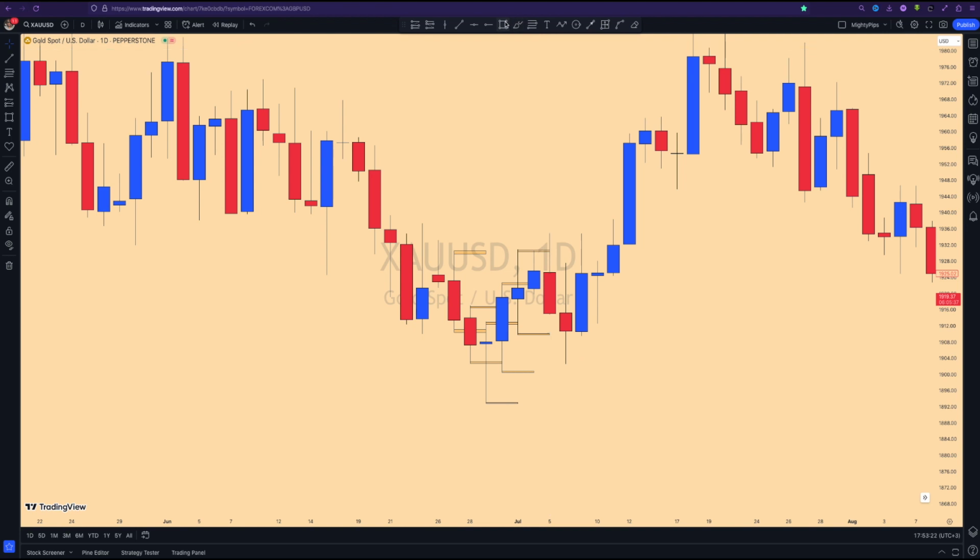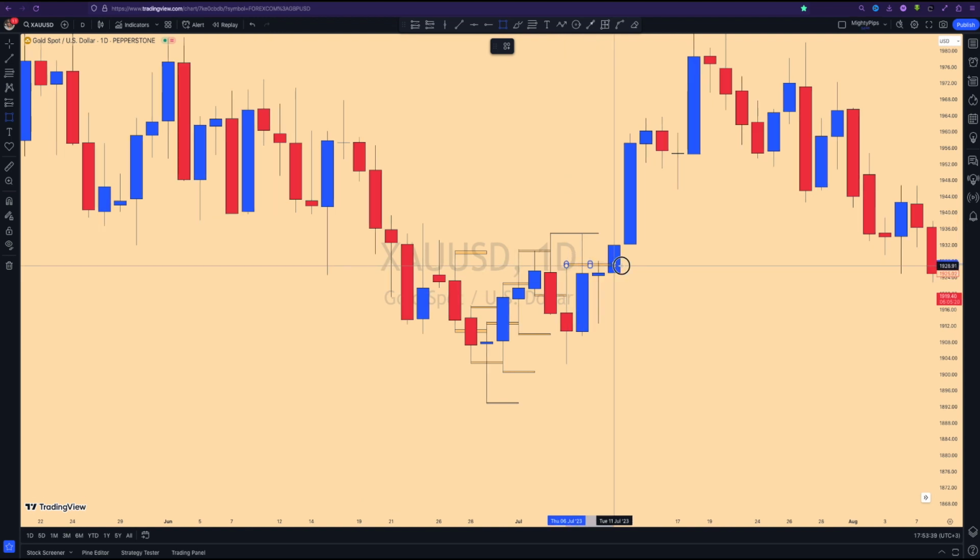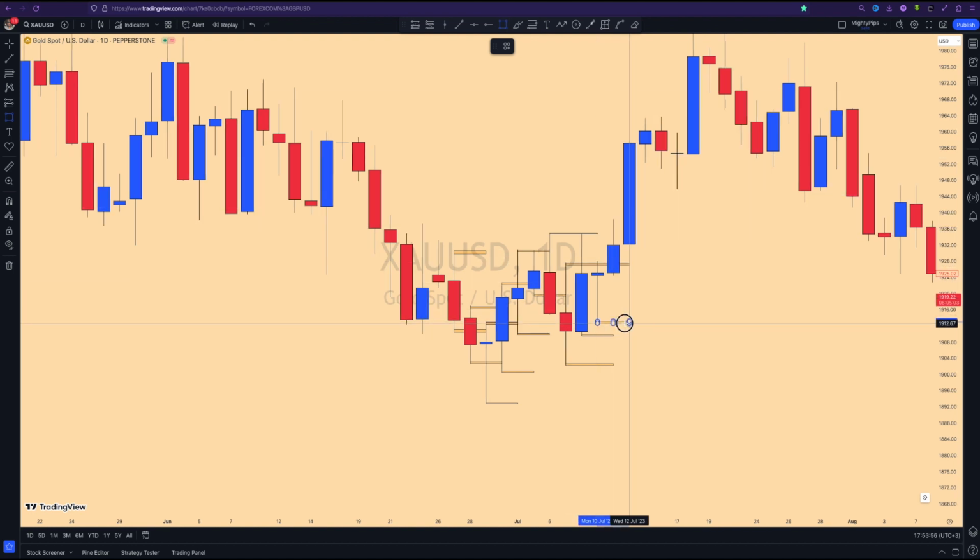So I just want to draw these levels so that you guys can see what I mean when we go to the lower time frame. Now I just want to be accurate, make sure they snap, and then also here. Let's do this one, and then let's do this other one here, this low.